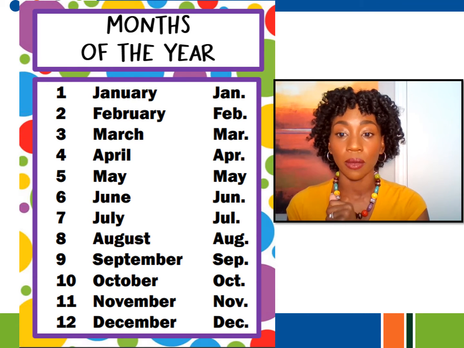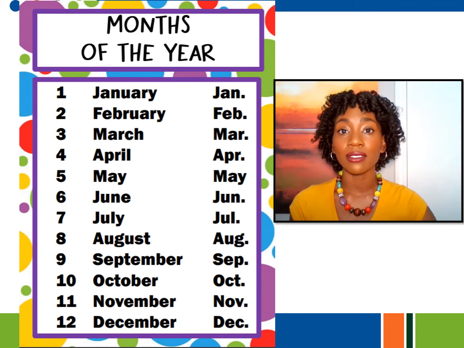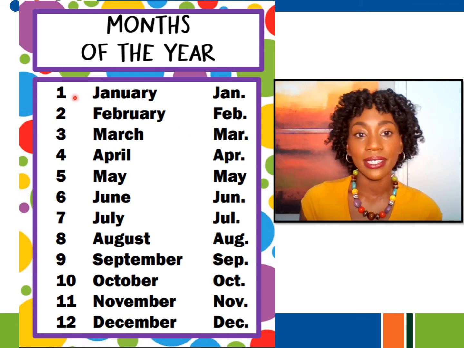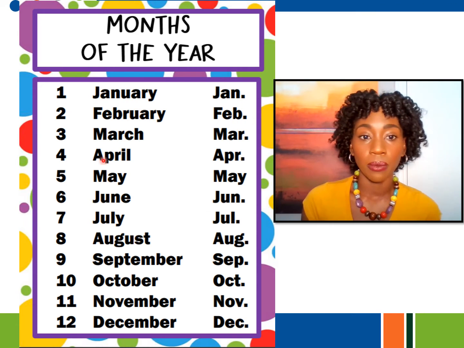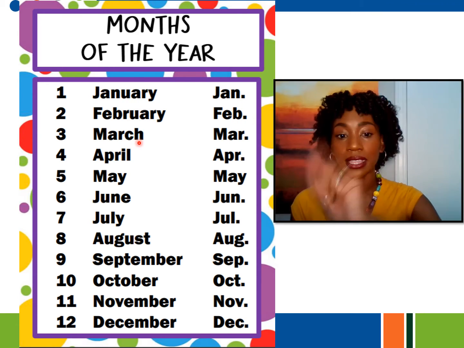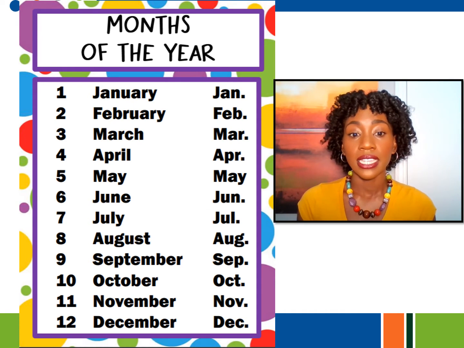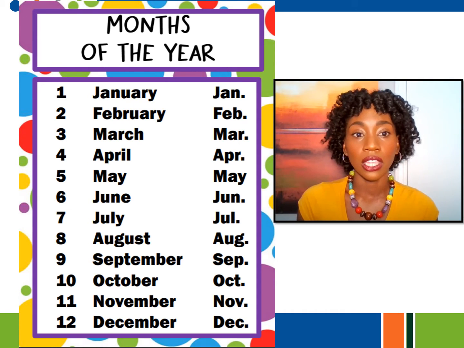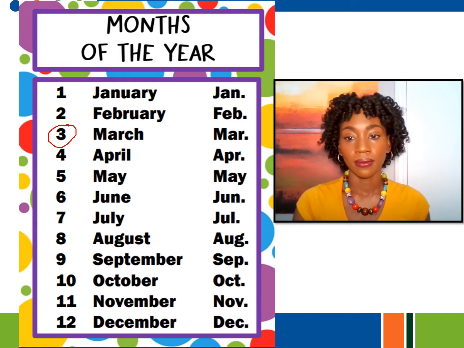Now, my first graders, let's go ahead and say our months of the year. And we always start with the first month and go down to our current month. So let's go January, February, March. Stop right there. And we know that March is the third month of the year. So I'm going to give that a circle.